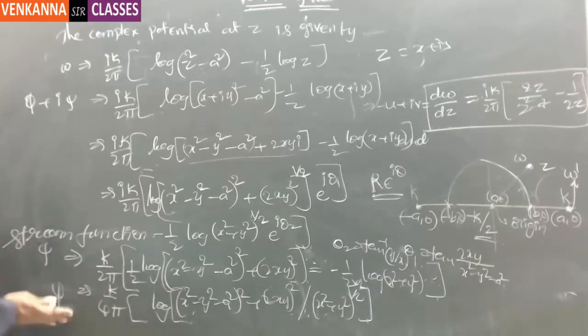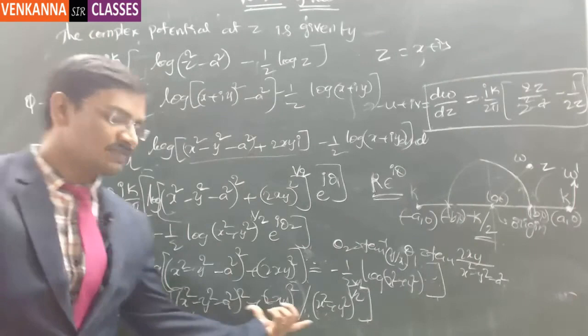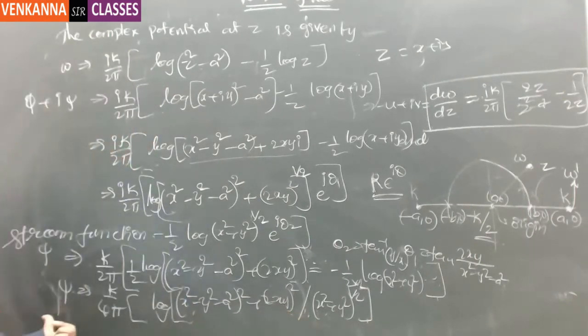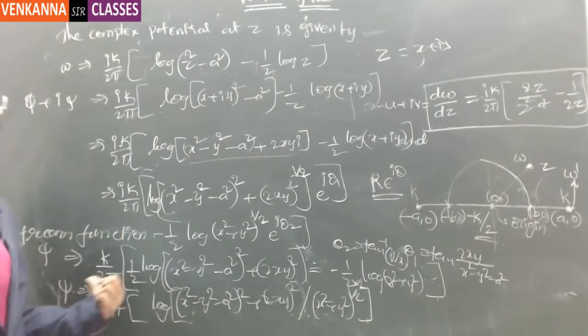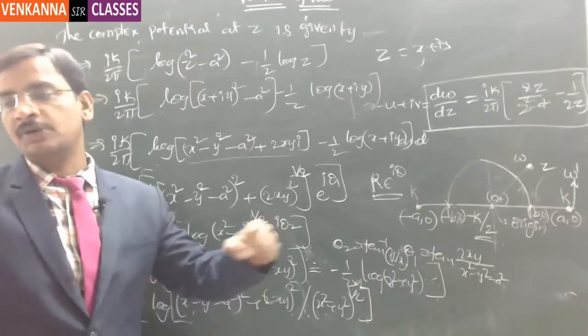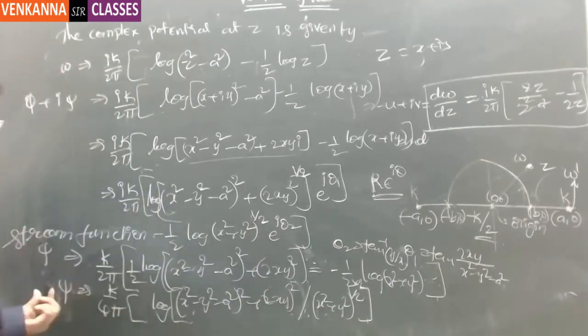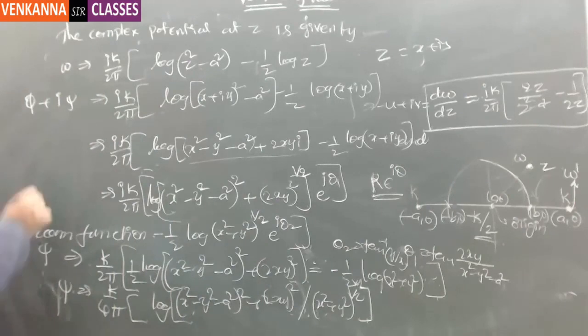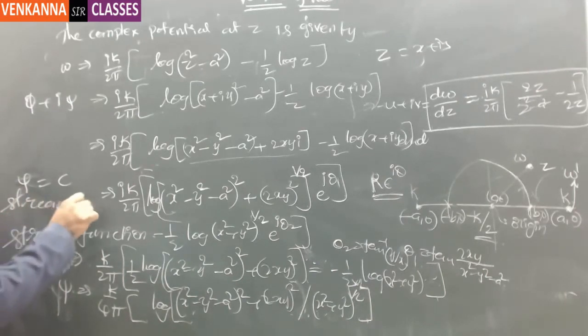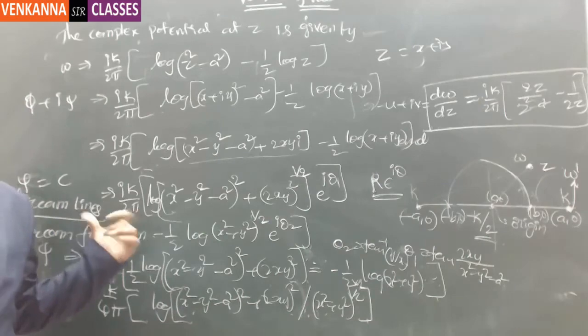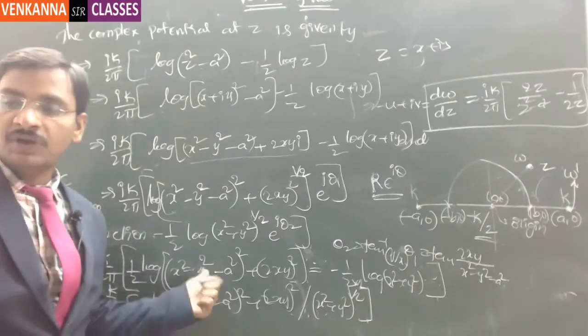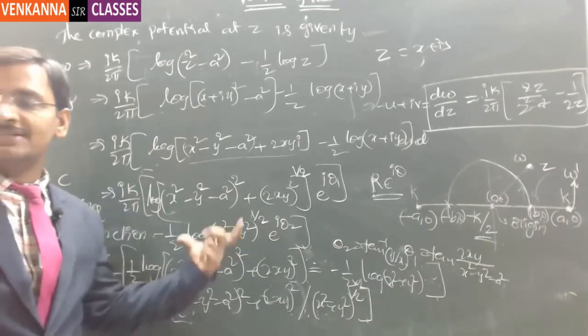Understood? So this psi value, we can treat this as k by 4 pi times of log of something. Now, for a random constant of psi, which we call the stream function at that particular position, if you select a random constant c, so psi is equal to constant will give the streamlines. This is a master stream function. For different values of psi, you are going to get different sets of streamlines.